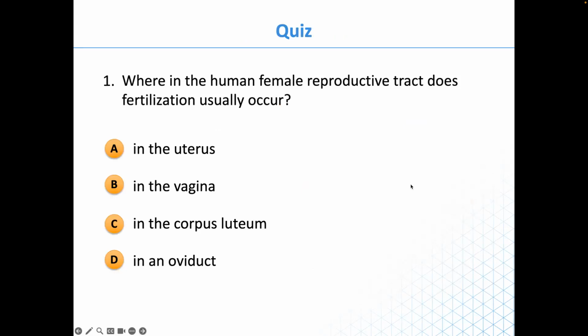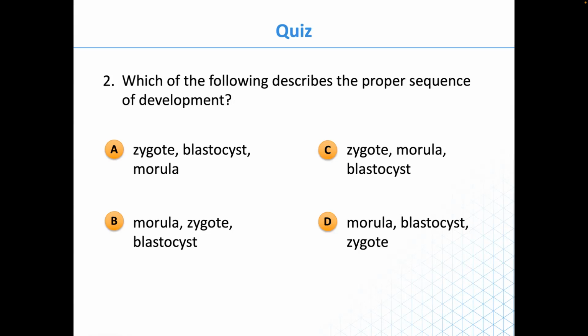Question number 1, let's start from Ziad, then Fawaz, then Ahmed. Where in the human female reproductive tract does fertilization usually occur? Ziad? Where does the fertilization occur? In the oviduct. Can you tell me another name for oviduct? Fallopian tube. Thank you. Question number 2 says, which of the following describes the proper sequence of development?